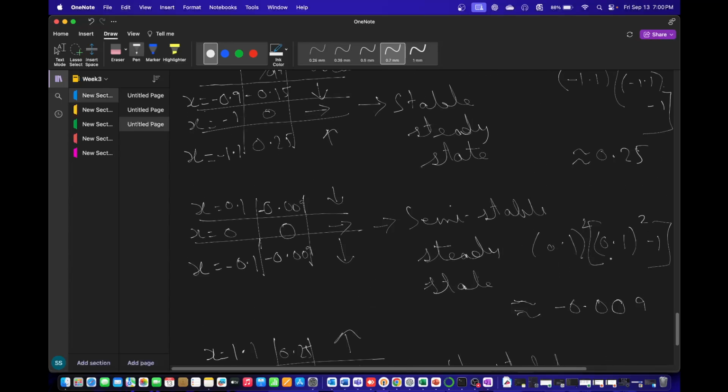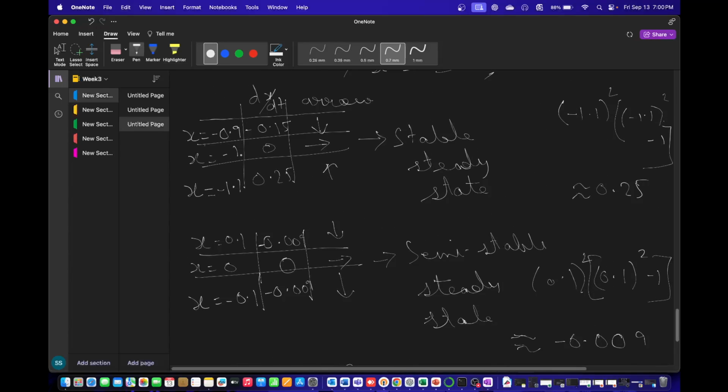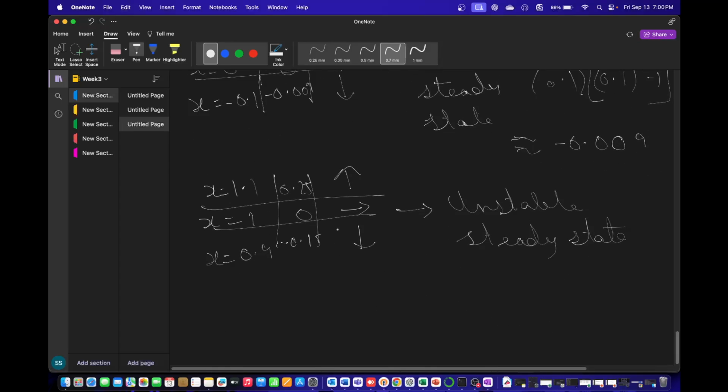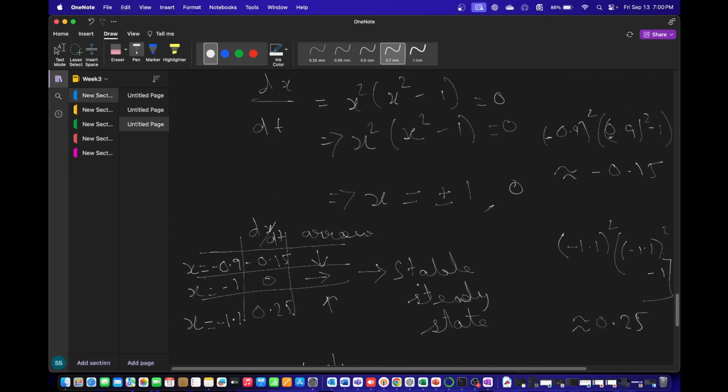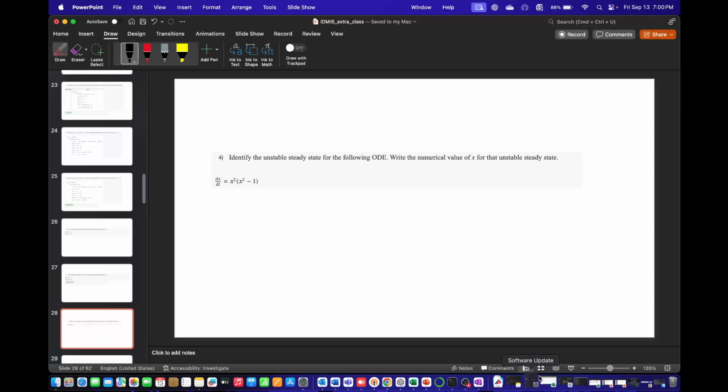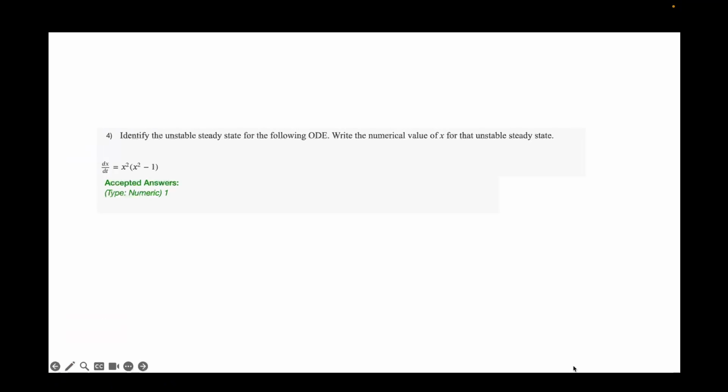Right. So at x equal to minus 1, you have a stable steady state. At x equal to 0, you have a semi-stable steady state, because one side is converging and the other side diverging. And at x equal to plus 1, you have an unstable steady state. So the question was the numerical value of x for that unstable steady state. So for unstable, x equal to 1. So that is the answer.